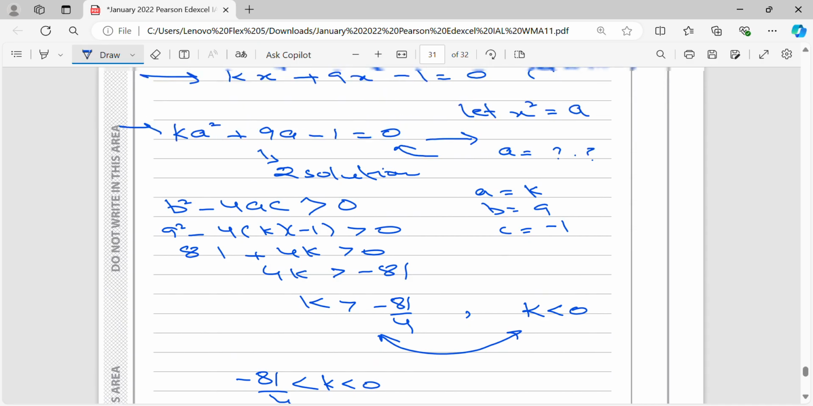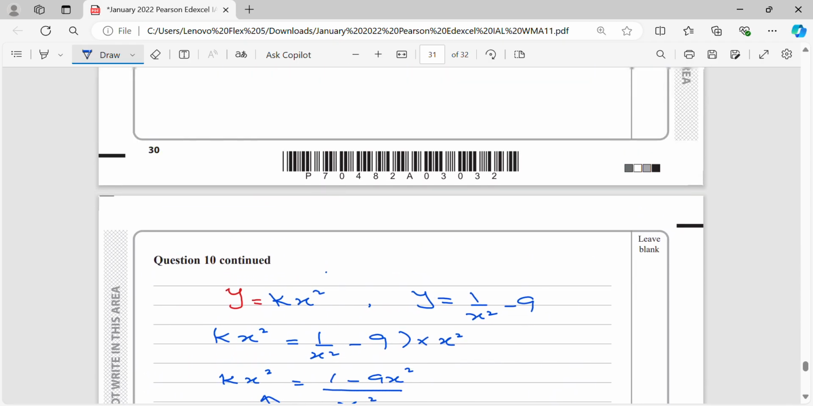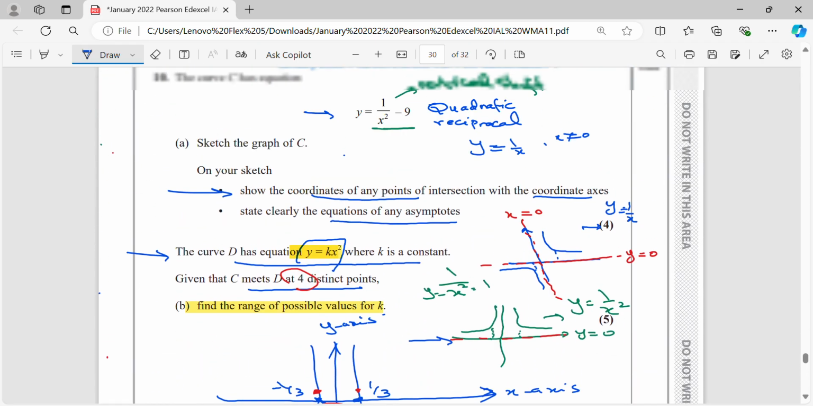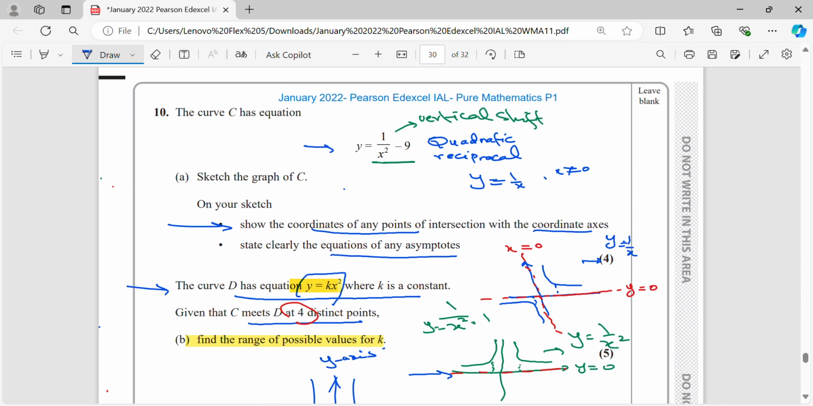That's it for question number 10. This is the last question from this paper. If you want to watch other questions from the January 2022 paper, I recommend you look at the playlist. You will find the remaining questions there.